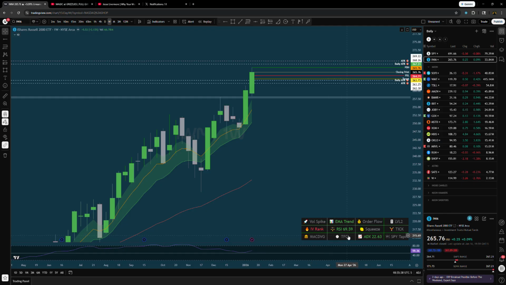TFC, this represents time frame continuity. So this tracks a 4-hour, daily, weekly, monthly. If all of those are closed bullish, that'll be green. If one of those closes opposite, it'll be neutral. If all of them close bearish, that'll be red.